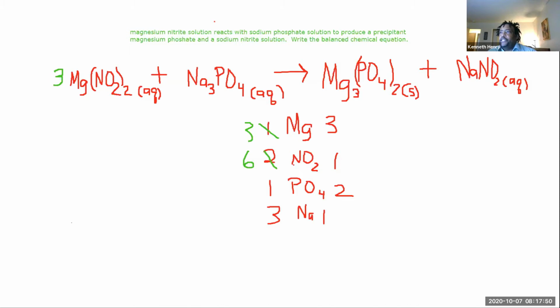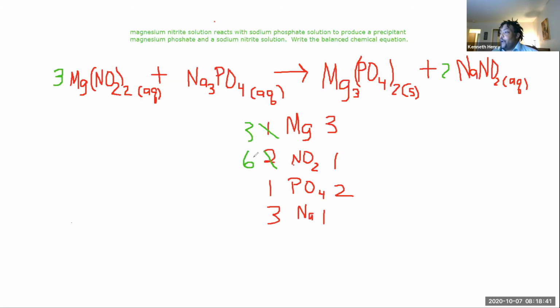Leslie, help me figure out what I need to do with the nitrites. Would you need to put a 2 in front of the NA? You said a 2? Well, I have 6. So how many nitrates will I have now if I put a 2 in front of the NA? You'll have 4. I'll have 4? But all I see here, NO, I see 1. If I put 2 in front of it, is that going to give me 4?